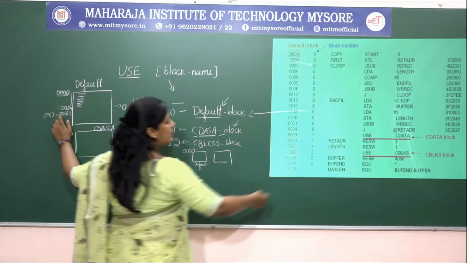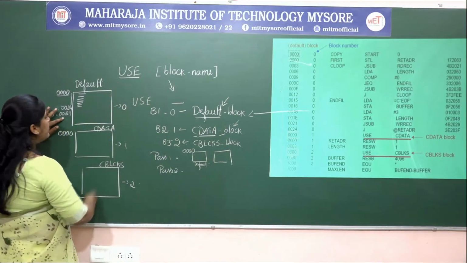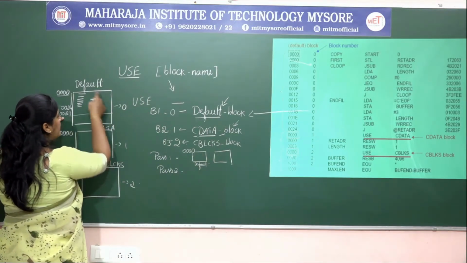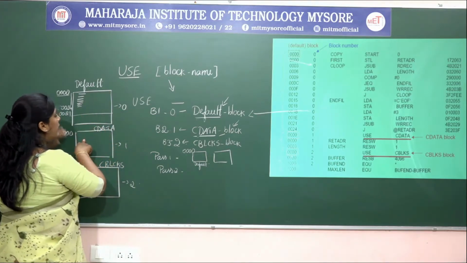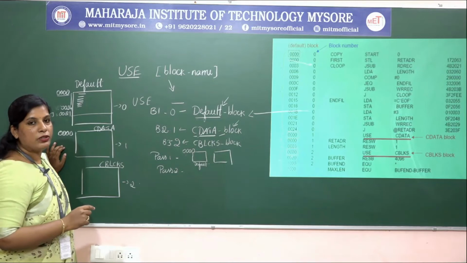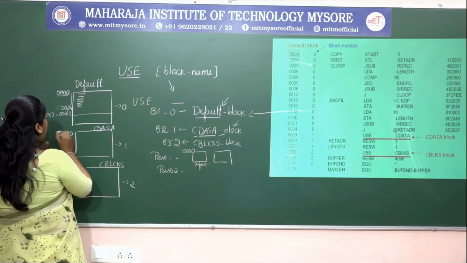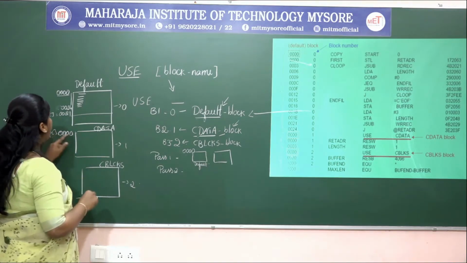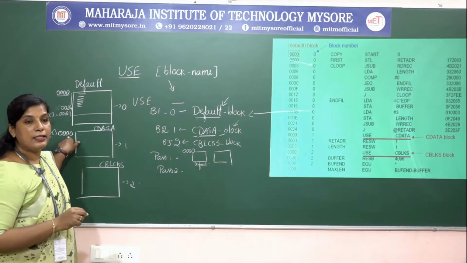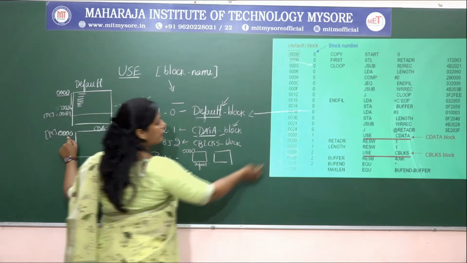So the program counter value is 0027. Once it encounters the USE assembler directive, it will move to the next block. It saves all the states of this default block, then switches over to the CDATA block. For the CDATA block, the location counter value is set to 0. It starts from memory location 0 only.